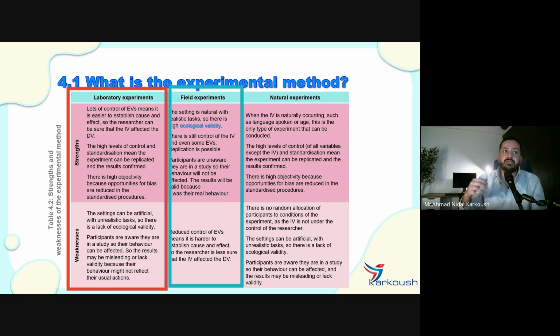Now, the weakness is there is a reduced control over the EVs, meaning it's harder to establish the cause and effect relationship between the independent variable and the dependent one. And we're not sure whether only the IV affected the DV or not.